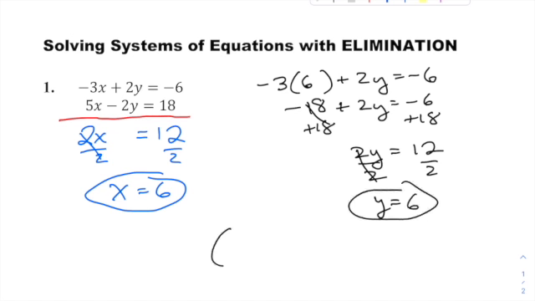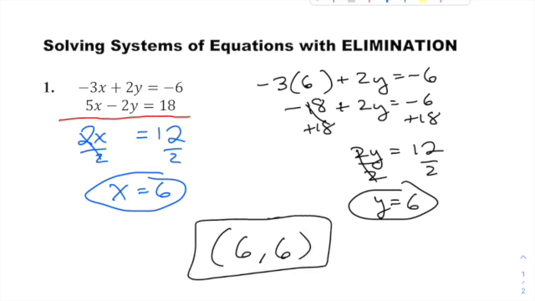So our final answer is 6, 6 if you want to answer with an ordered pair, because remember, what you are finding is the point, the coordinates of the point where these two lines would intersect if you were to graph them. So pretty good, right?